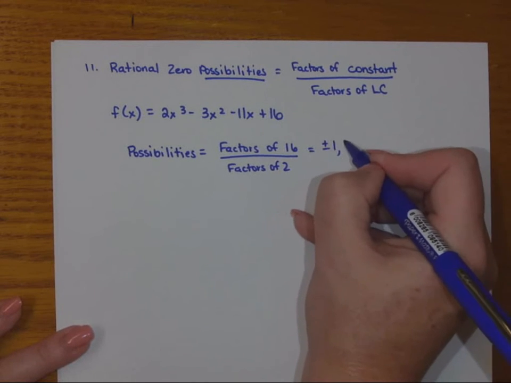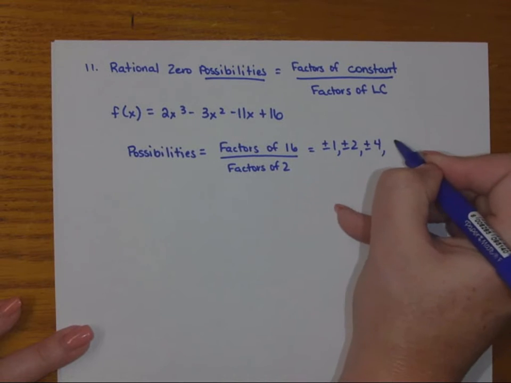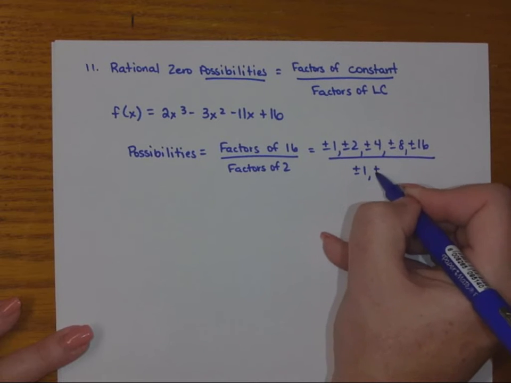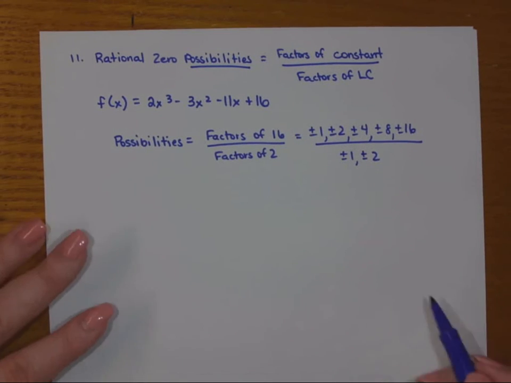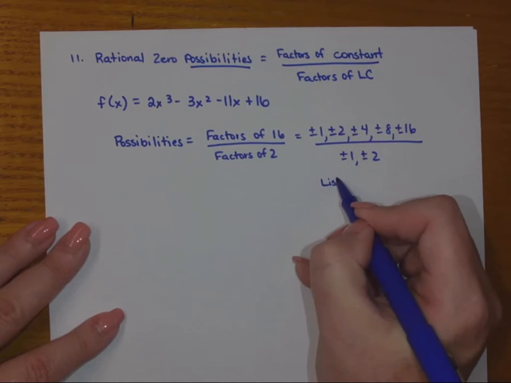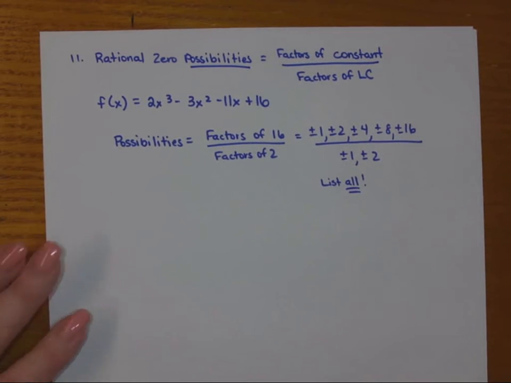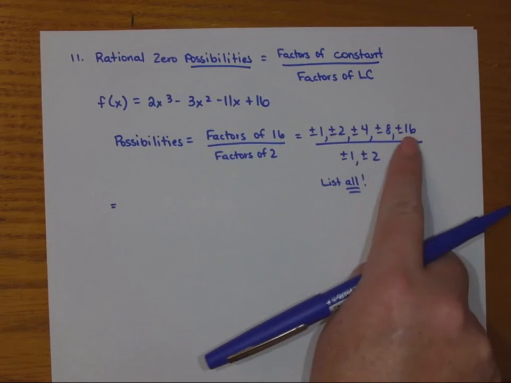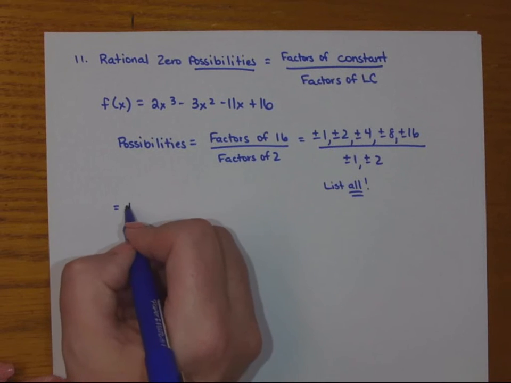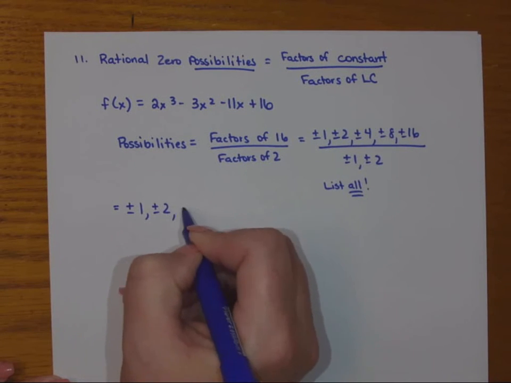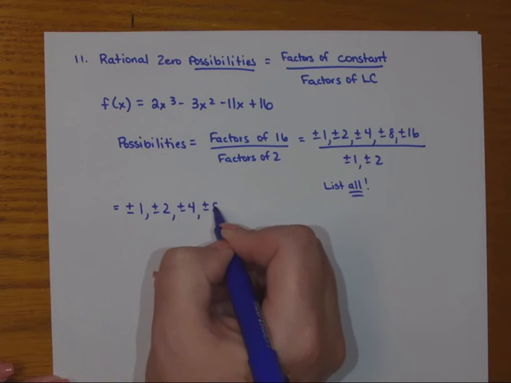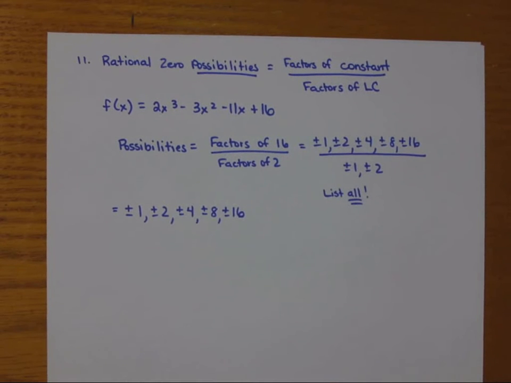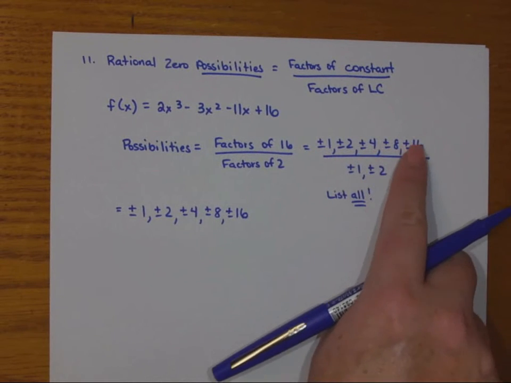So list the factors of 16. 1 goes into 16. So does 2, 4, 8, and 16. And then the factors of 2 are 1 and 2. And then what you need to make sure you do here is list them all. The possibilities are going to be all of these numbers over 1, but then also all of these numbers over 2. So I'm going to do all the numbers over 1 first. Because those are easy, right? We already have those written down. Notice I'm including positives and negatives, right? Because negative numbers are factors of, for instance, negative 16 also. So I did 1, 2, 4, 8, and 16 all over 1.